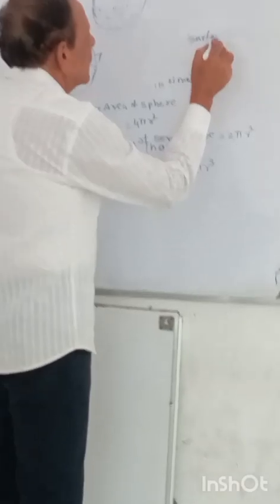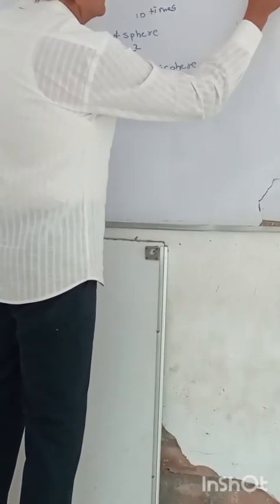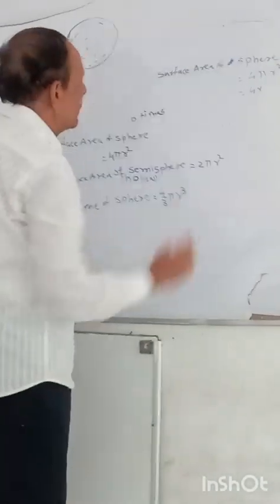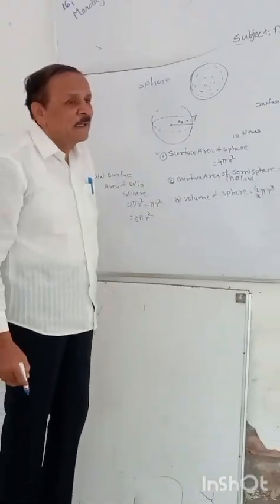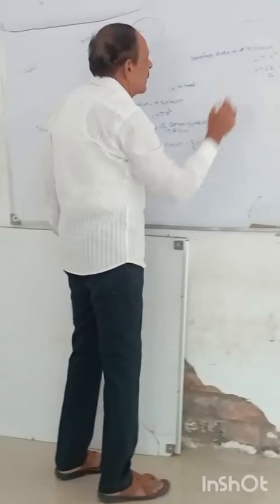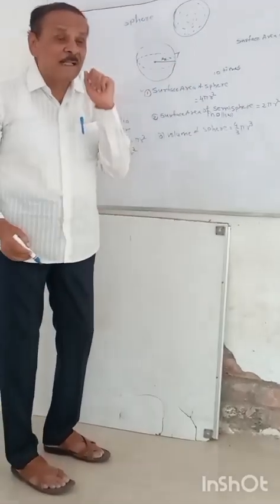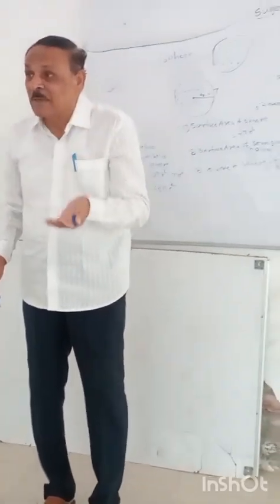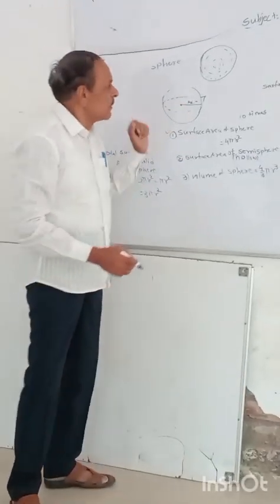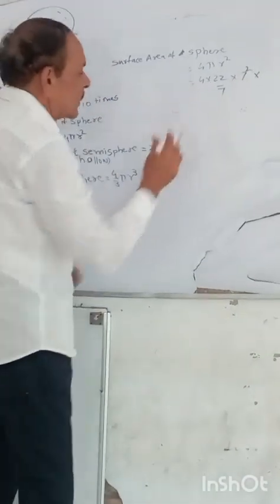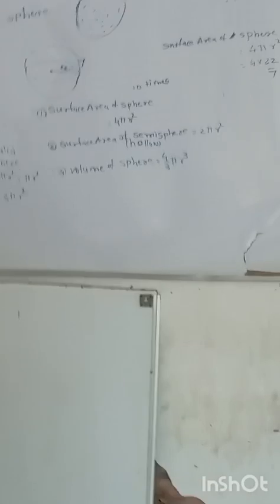Surface area of sphere equals 4 pi r square. Pi is 22 upon 7. Why have we taken this? Because r is divisible by 7. If r itself is 7, 14, 21, a multiple of 7, then r square is 7 square. No unit is given here.